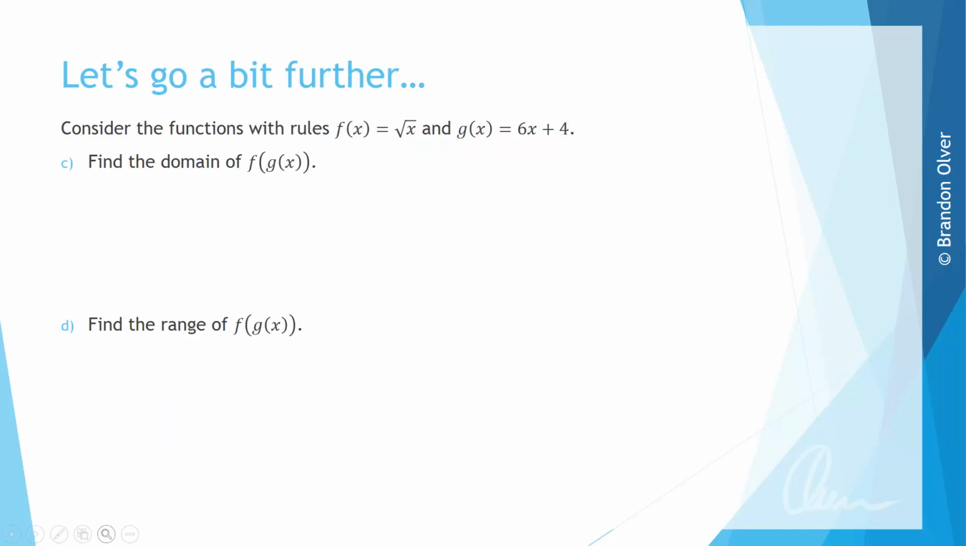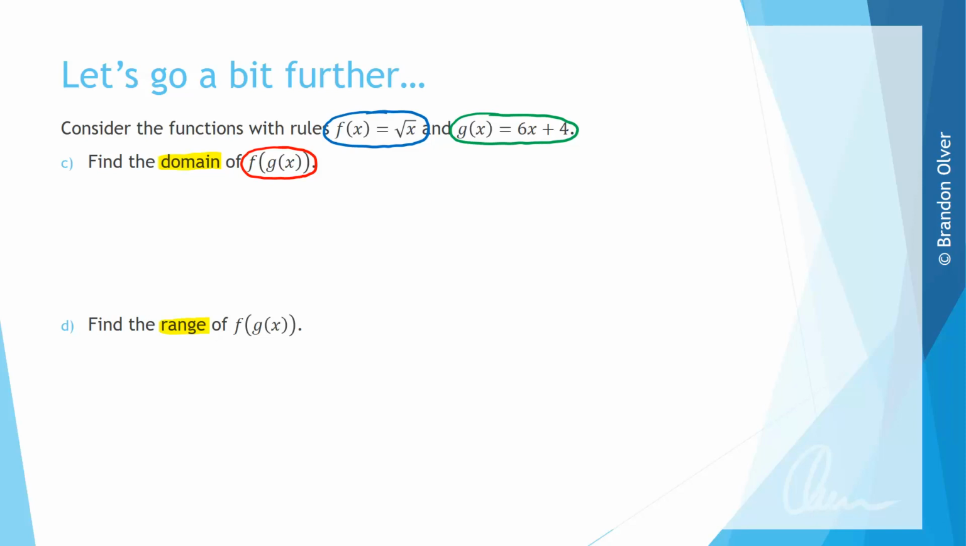Now we're going to go a little bit further with our ideas around composite functions. So we still have the same f of x equals the square root of x, which is done in blue, and g of x hasn't changed, it's still 6x plus 4, which is in green. And now in red we're going to consider the composite function f of g of x, and for part C we want to find its domain, and for part D we want to find the range of f of g of x.